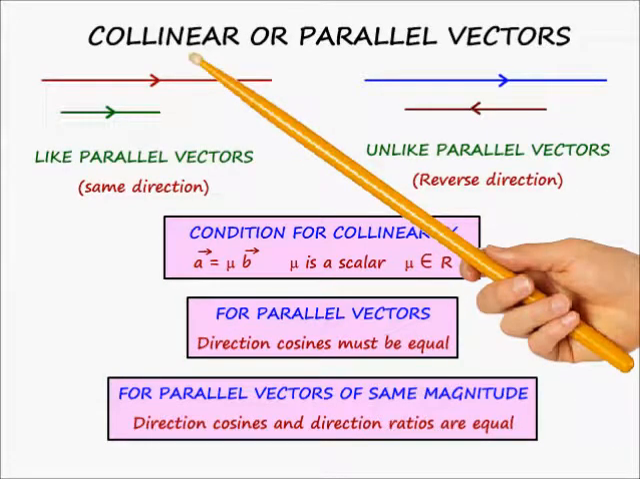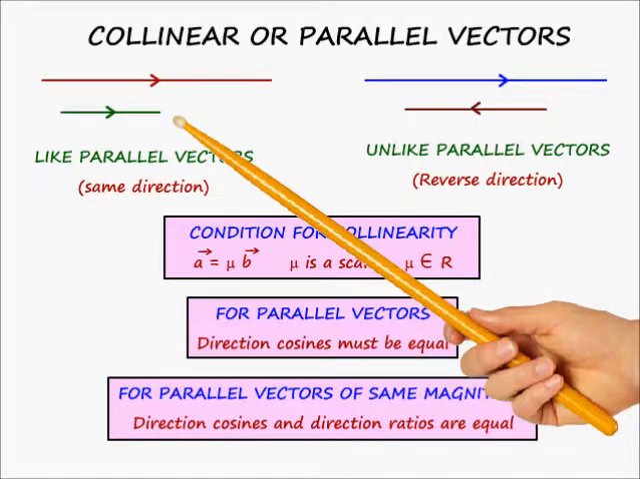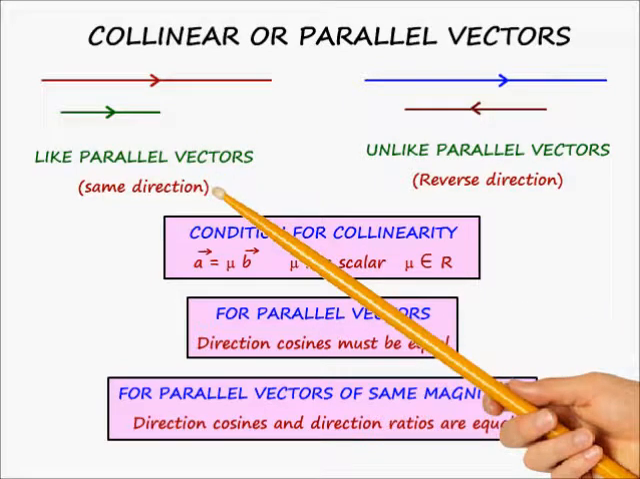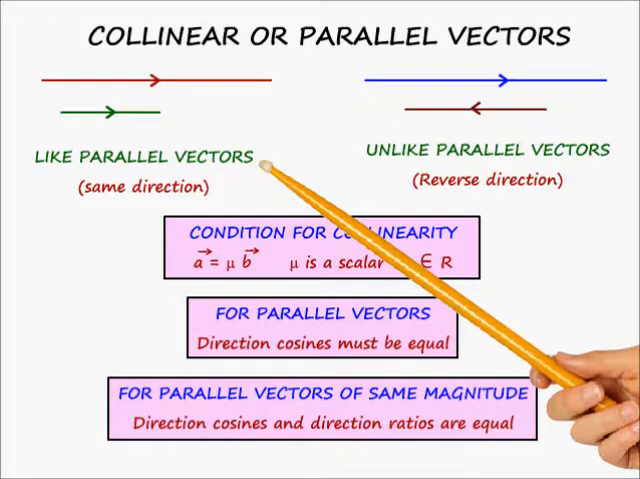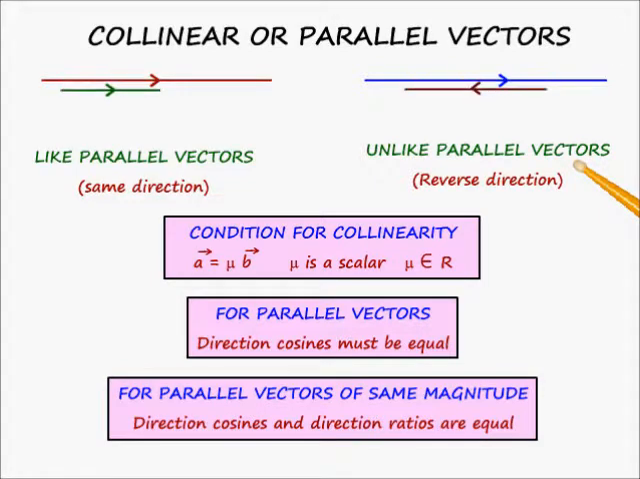Collinear vectors or parallel vectors. If any two vectors are represented by two lines which are parallel to each other, then they are called parallel vectors. If their direction is the same, then the vectors are called like parallel vectors. If their direction is reverse, then they are called unlike parallel vectors. As you know, a vector may be moved anywhere in space without changing its direction. Therefore, two parallel vectors are also collinear.